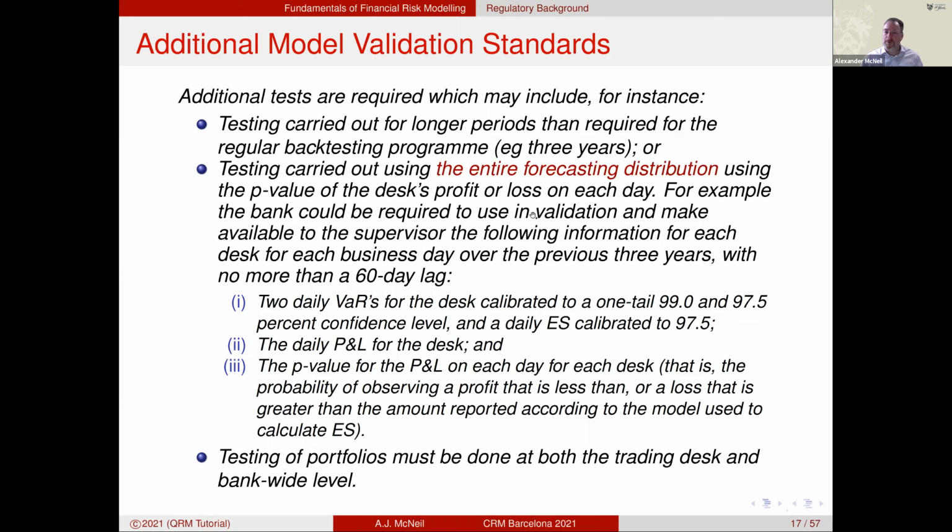For example, the bank could be required to use and make available to the supervisor the following kinds of information. 2 VaRs, one at the 99%, one at the 97.5%, and a daily expected shortfall value at the 97.5, or they could supply the daily P&L for the desk and the p-value or PIT value on each day for each desk. So I'm going to have a look at this particular method here using PIT values.